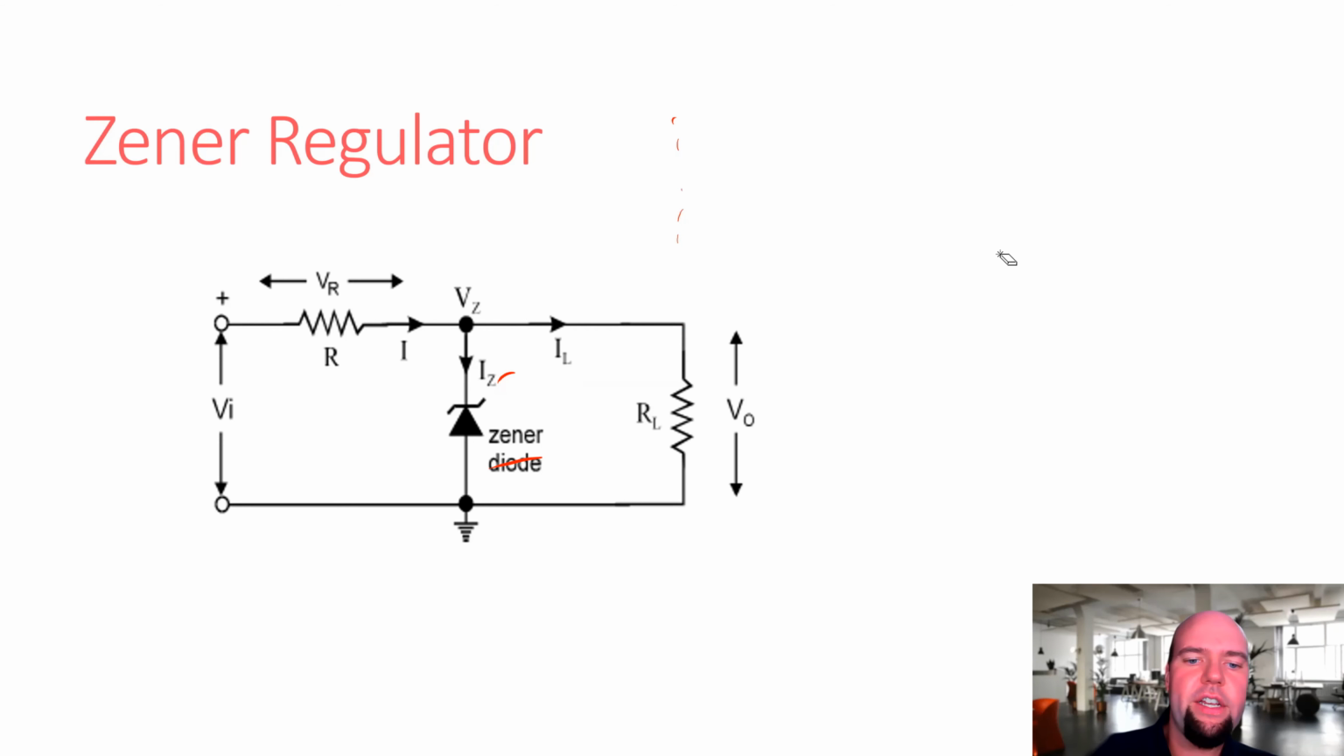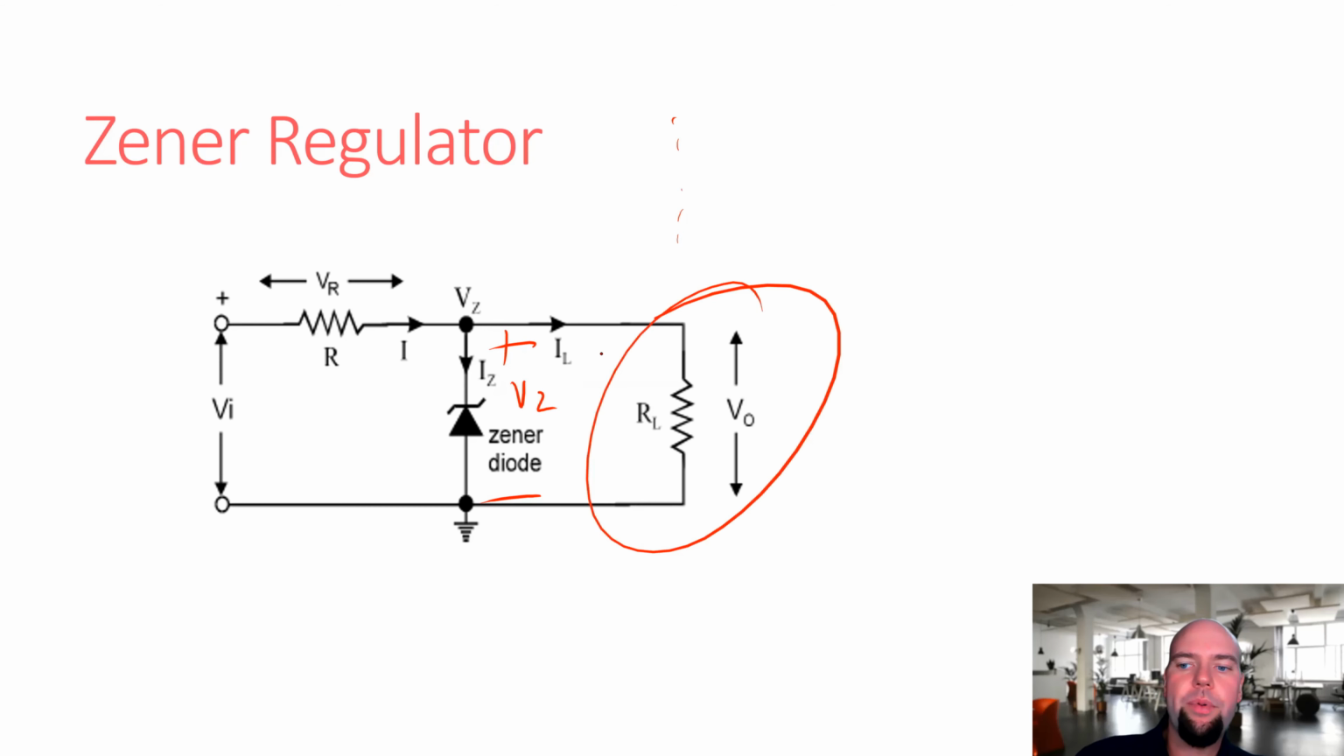If you think about this circuit, then you're going to have some constant voltage across it, right? So there's going to be the Zener breakdown voltage across the Zener diode. So that's the voltage your output's going to see.